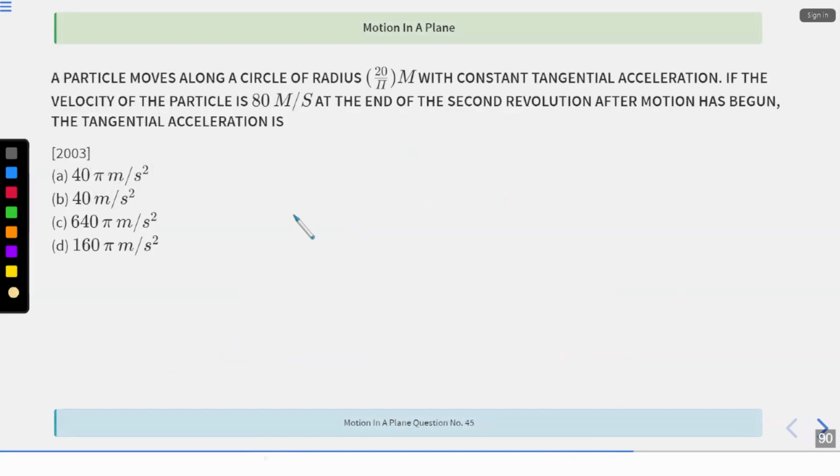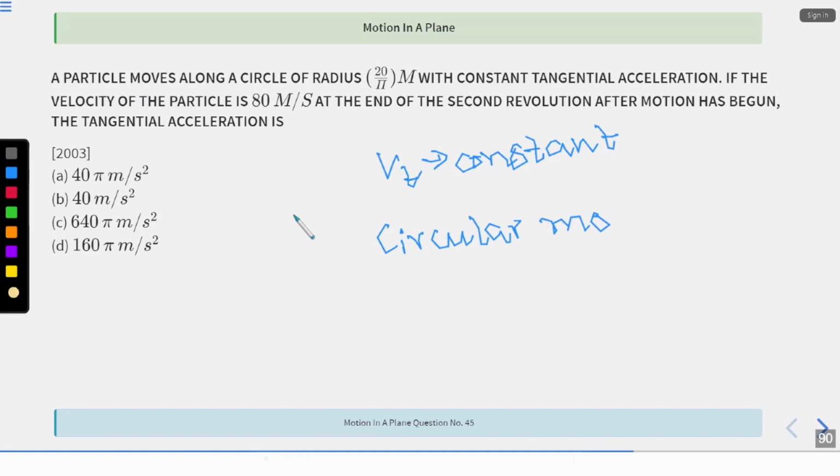A particle moves along a circle of radius 20/π meter with constant tangential acceleration. So basically, Vt is constant. If the velocity of the particle is 80 meter per second at the end of the second revolution after motion has begun, the tangential acceleration is what? So this is again circular motion, and here we are not focusing on the velocity acting towards the center. We're focusing on the tangential velocity, and we need to find the tangential acceleration.